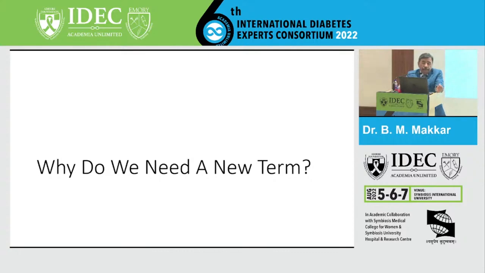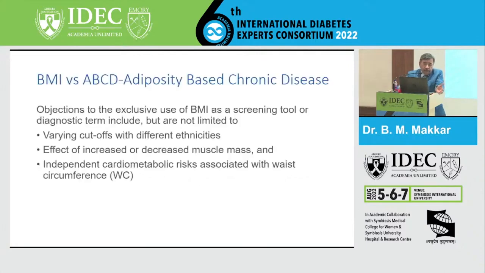And this is because there are varying cutoffs for different ethnicities. Western people have a different cutoff for body mass index. We have a different one. The effect of increased or decreased muscle mass on body mass index is also something to be addressed. And there is an independent cardiometabolic risk factor that is associated with waist circumference, even independent of body mass index. So it doesn't convey the complete risk.